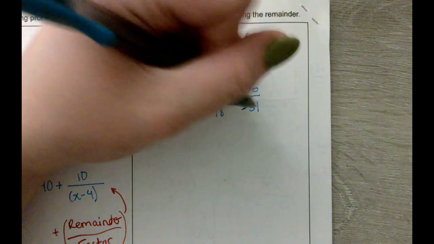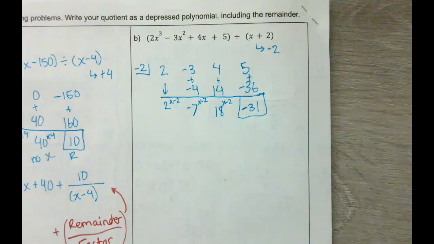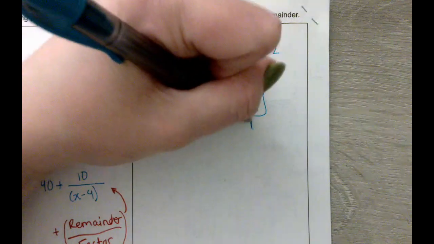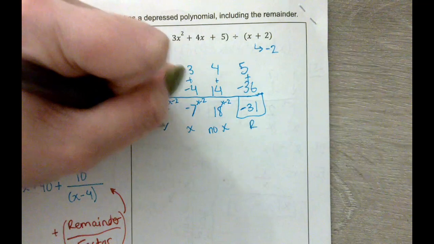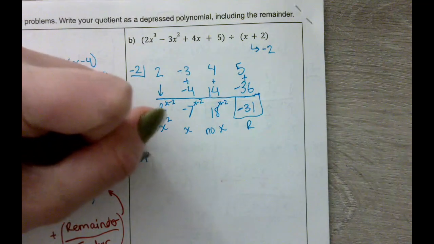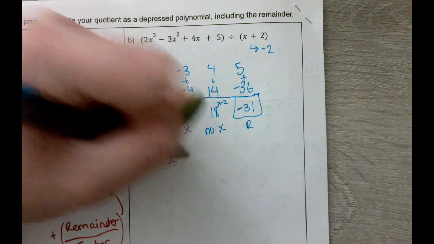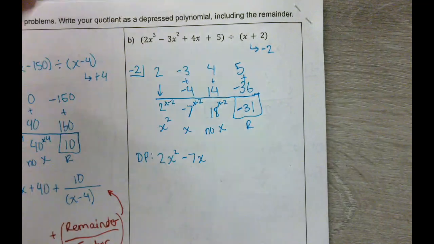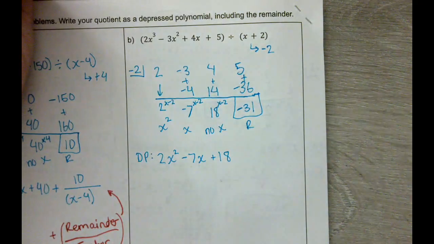And then again, we are not told this is a 0, this is a factor, so we can have a remainder that is not 0. So we have remainder, no x, x squared. So the DP, the depressed polynomial, is 2x squared minus 7x plus 18. And then we do have a remainder.